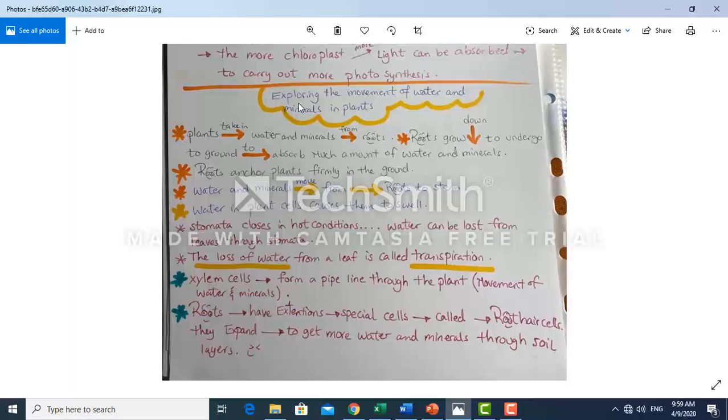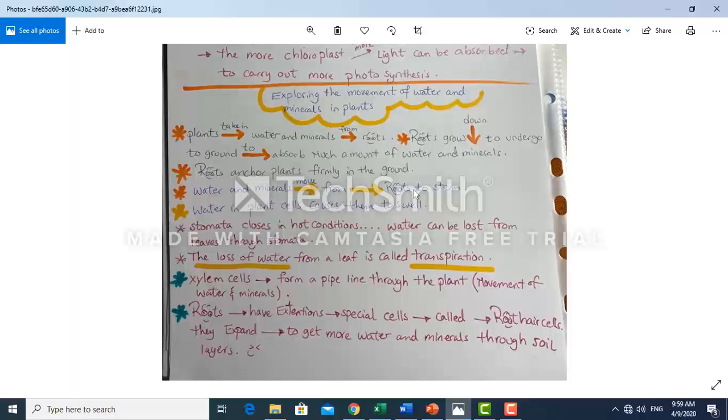The roots also absorb minerals and water from the soil to give it to the stem, and the stem then gives it to the rest of the leaves, and so on. So plants take in water and minerals from the roots. The roots grow down into the ground to absorb a large amount of water and minerals. The roots anchor plants firmly into the ground. What does that mean? The roots hold the plants firmly, which means it doesn't let them fall over.